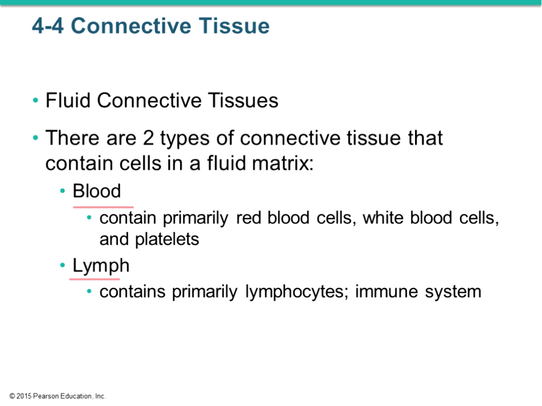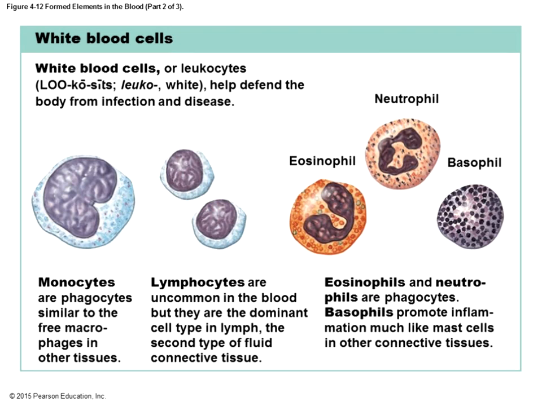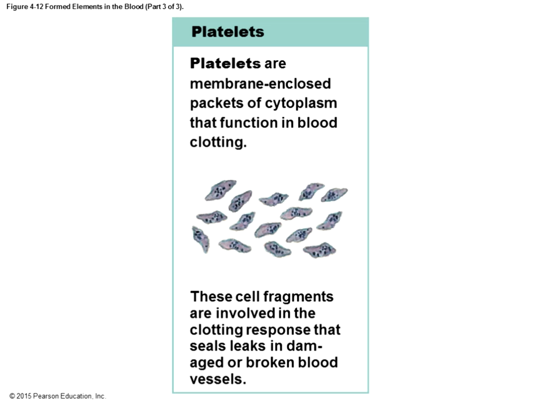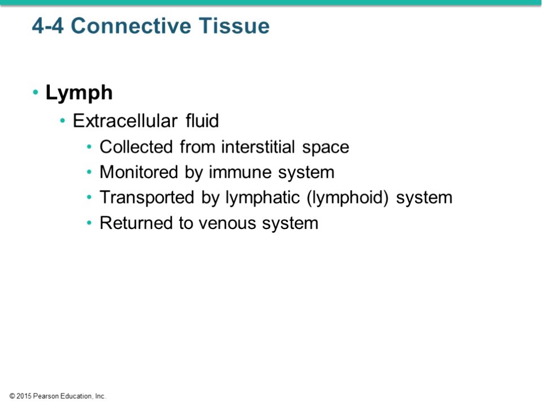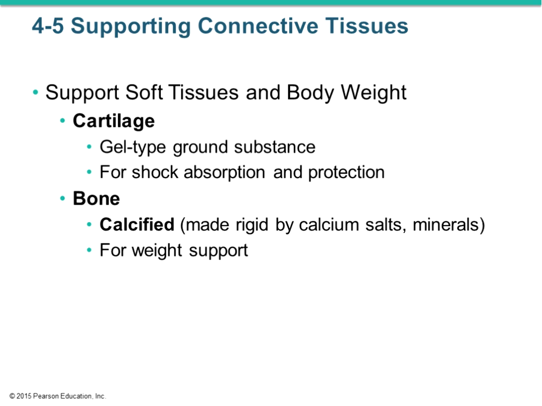So blood, of course, contains primarily red blood cells, white blood cells, and platelets, whereas lymph fluid contains primarily lymphocytes and is part of the immune system. So there you can see red blood cells, white blood cells, platelets, which help with clotting, and then lymph is, again, a fluid found in these lymphatic vessels that contain lymphocytes and are part of our immune system and our defense. Right? So cardiovascular system pumps blood, lymphatic system holds this lymph fluid. All right, so that's your second category. Again, we'll be looking at that more in AP2.